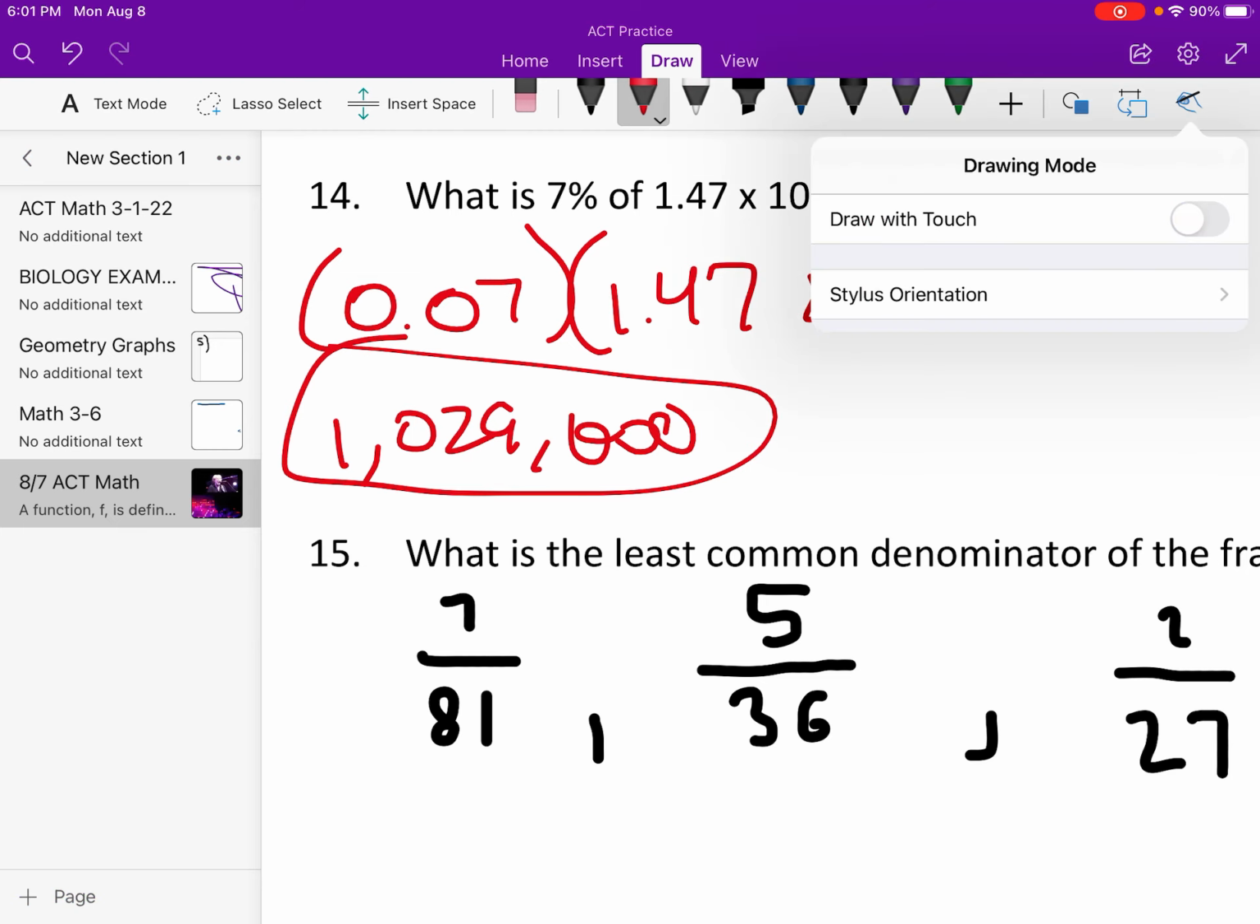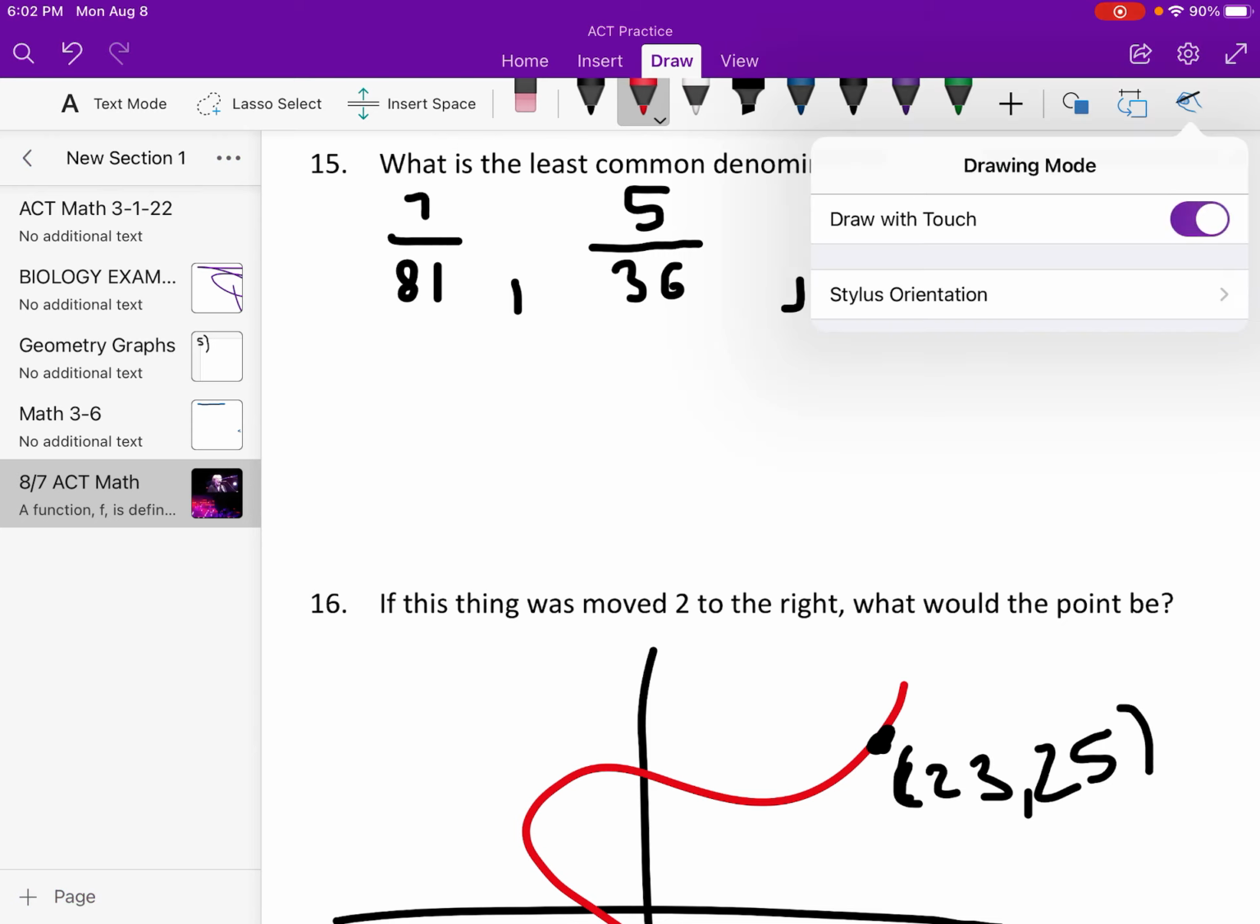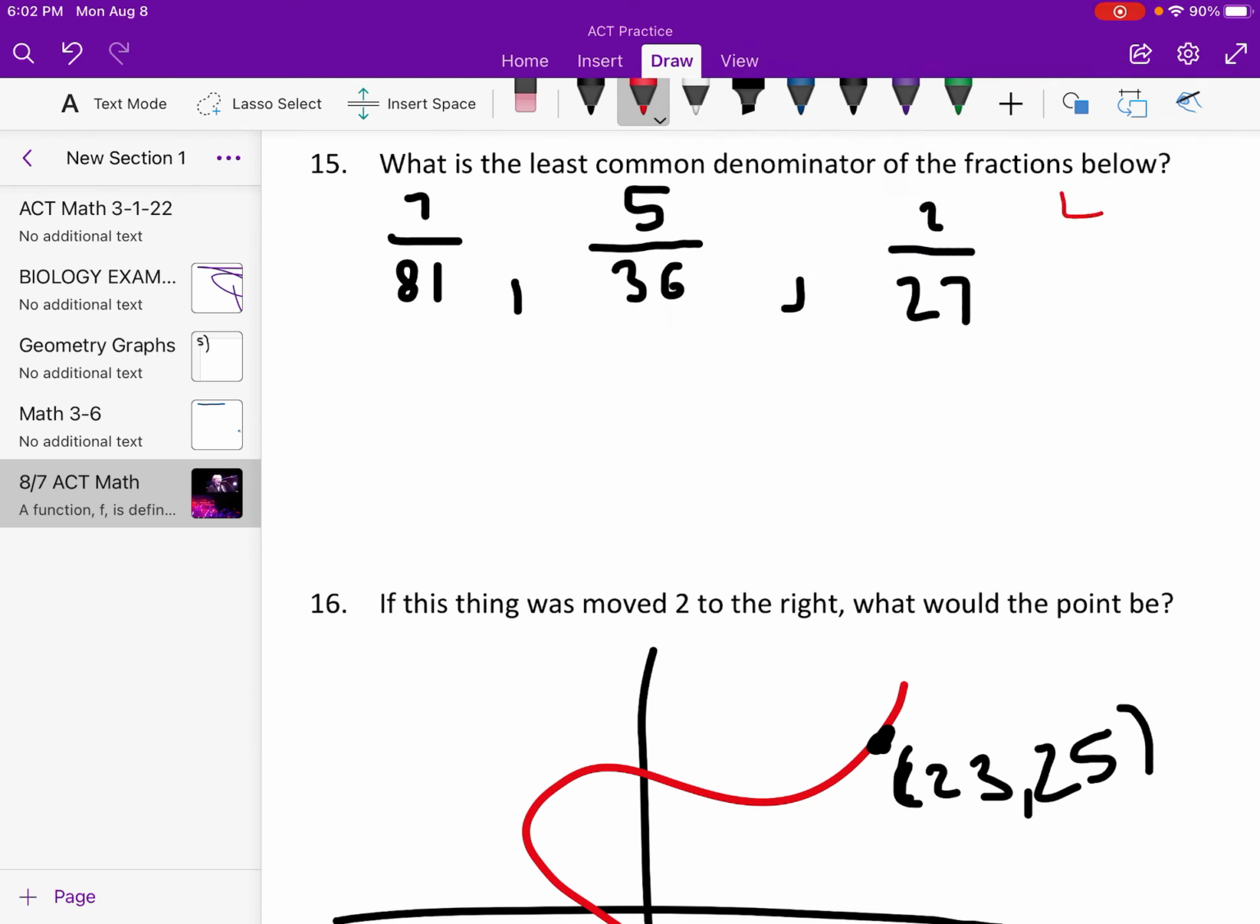All right, let's see here. What is the least common denominator? This is another thing you need to remember. What do you have to do for this? Well, if you didn't know what that was, you have to break apart the denominators as much as you can, and then you multiply all the numbers without duplicates. That's what you have to do. So how can we break apart 81? Well, you might notice, okay, 9 and 9. Those can be broken apart, so it's really 3 times 3 times 3 times 3. Okay, so that's what we have here.